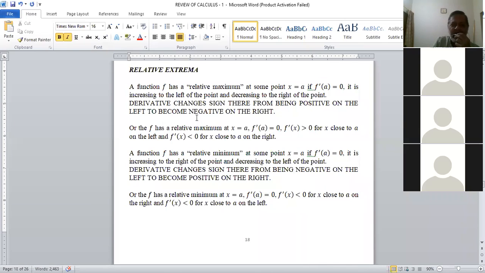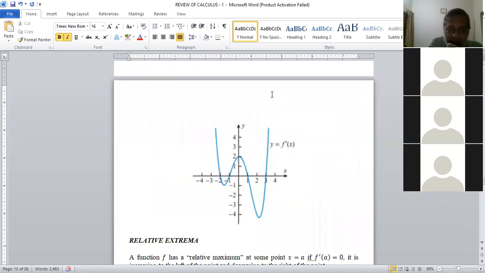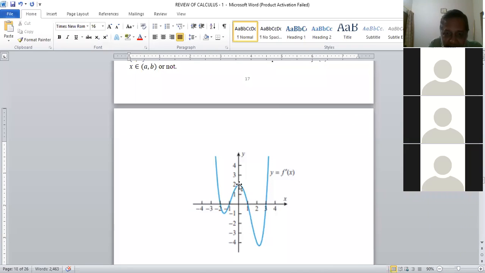And then we talk about relative extrema. A function has a relative maximum at a point x equal to a. The first condition is that the derivative is zero there. What is the second condition? It is increasing to the left of the point and decreasing to the right of the point. Relative maximum. Now here it is a relative maximum. At this point the slope of the tangent is 0. On the left, the function is increasing. On the right, the function is decreasing. On the left, the derivative is positive. On the right, the derivative is negative.